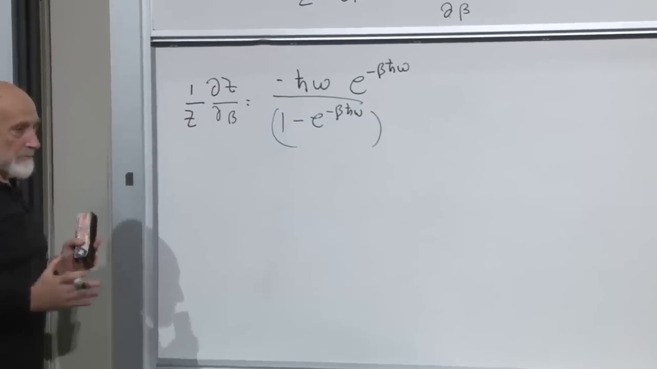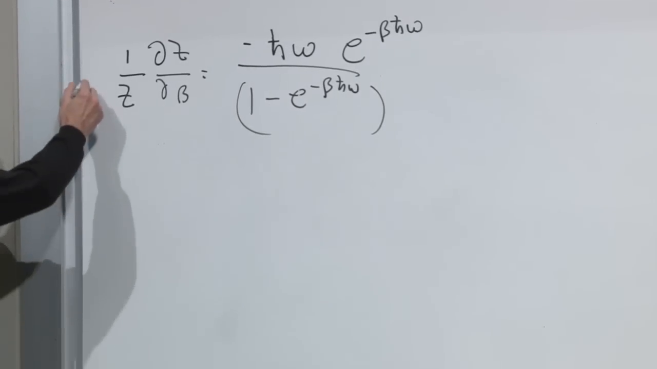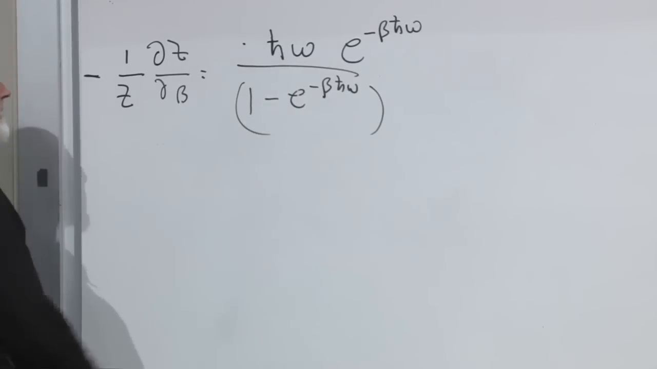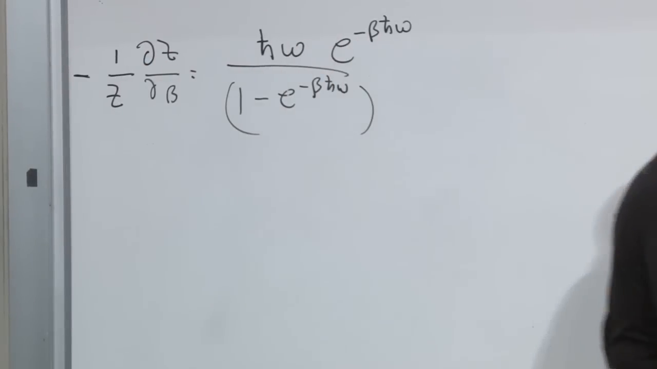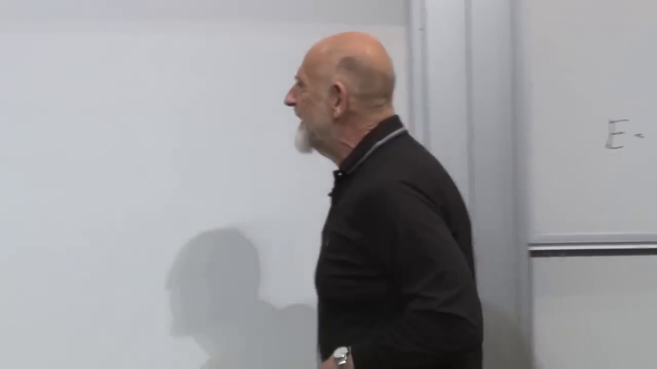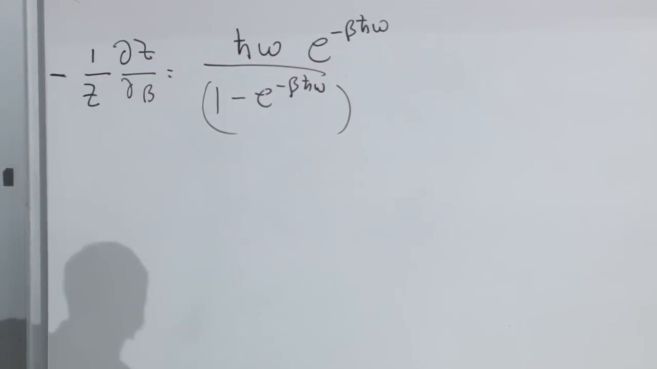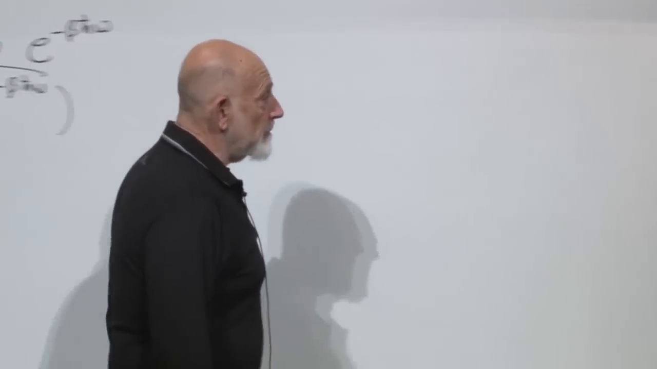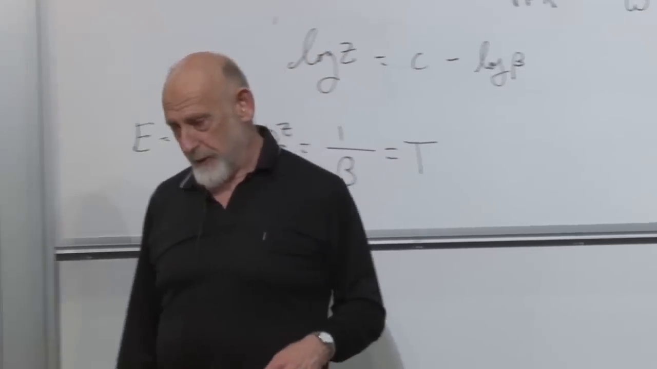And what is that? That's minus the energy. We want plus the energy. So let's put a minus sign here. And by sheer luck, we wound up with a positive quantity. Okay. This is the answer. What is this compared with? This is compared with 1 over beta. So what's the relationship between them?